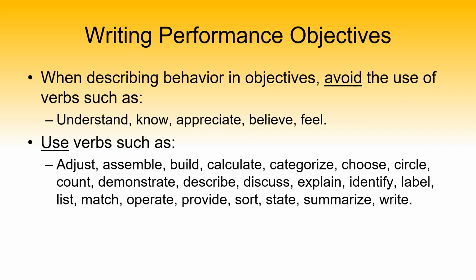Remember to use action verbs when you're writing performance objectives, and avoid the use of verbs such as understand or appreciate or believe or feel or know, because we can't directly observe those and measure those. But if you use verbs such as the student will adjust or build or categorize or choose or circle or any of these kinds of words, those will be specific, they're defined, they're measurable, and they will go into creating better performance objectives.